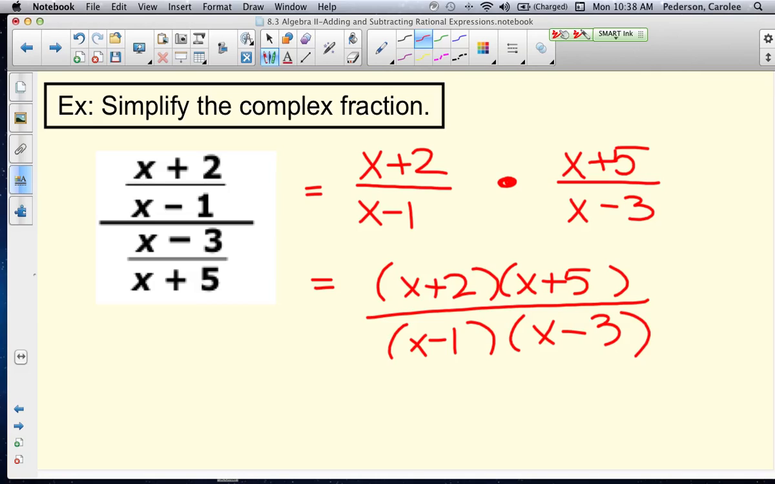And for me, I'm okay if you just leave it in that form. If you want to multiply and FOIL it through, you're welcome to do so, or you can just leave it like that. Down the road, there's going to be some reasons why we leave it in factored form to be able to graph these.